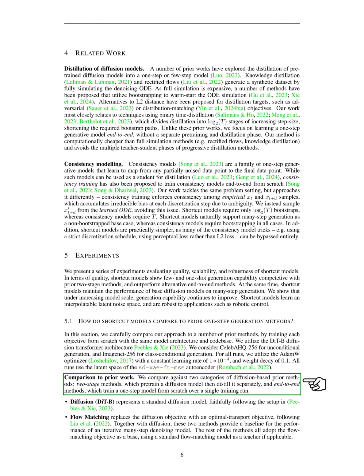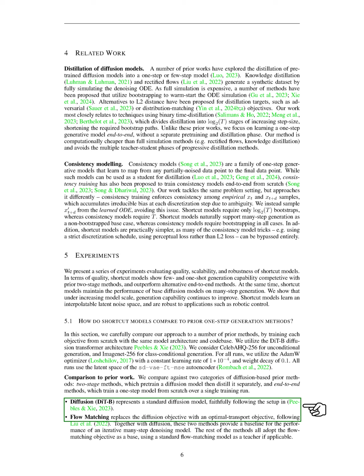We compare against two categories of prior diffusion methods: two-stage methods that pre-train and then distill separately, and end-to-end methods that train a one-step model in a single run. We also evaluate various methods, including flow matching, which uses an optimal transport objective, and reflow, which compares to a standard two-stage distillation approach. We generate synthetic examples for both datasets, requiring multiple forward passes.